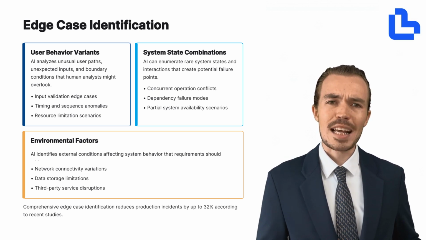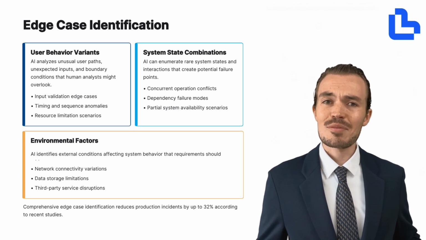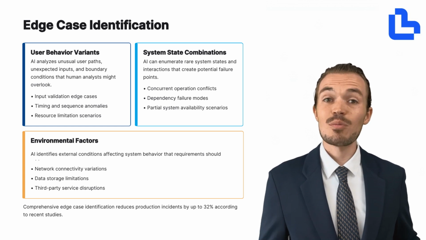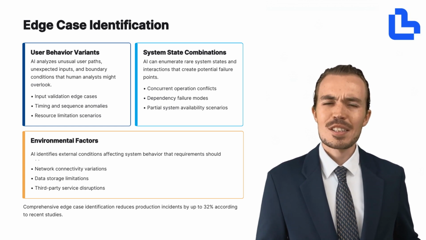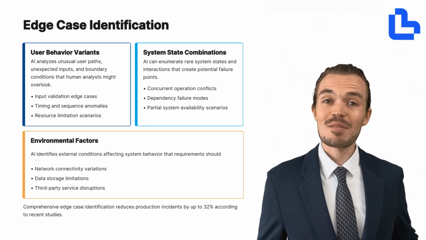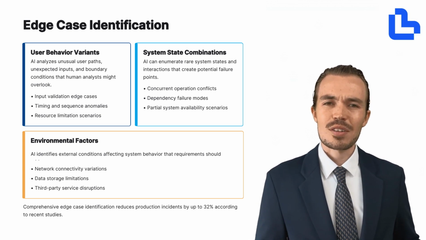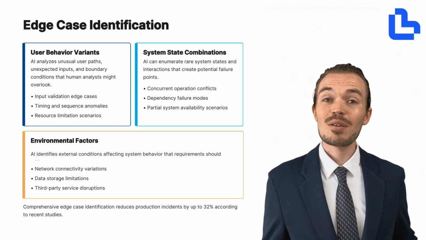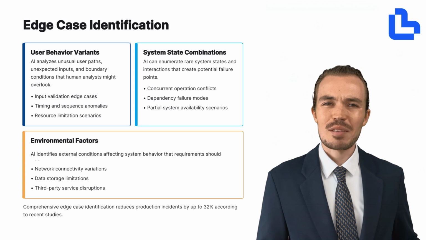Let's start with user behavior variance. AI can analyze unusual user paths, unexpected inputs, and boundary conditions. For example, what happens if a user enters a 300 character name or tries to submit a form with missing data? AI can simulate these scenarios and flag them as potential edge cases. It also detects timing and sequence anomalies, like what happens if a user clicks submit twice in rapid succession, or resource limitation scenarios such as low battery or limited memory.